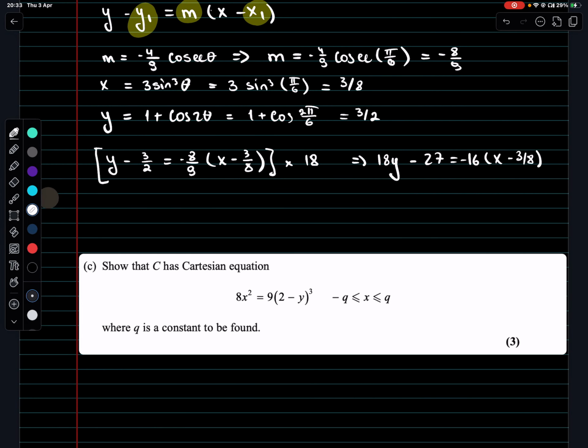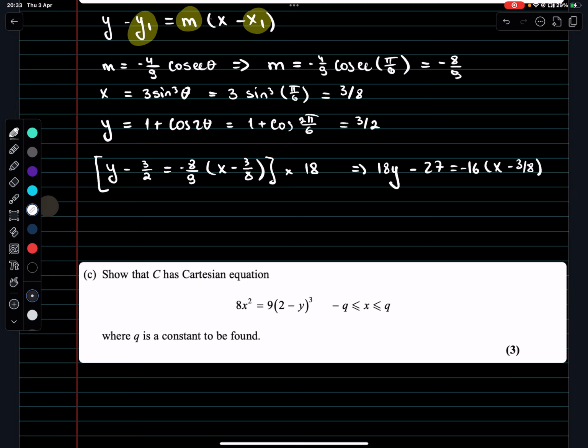And what I can do is just expand this one as well, and that's going to be simply 18y minus 27 equals -16x plus 6, and then move everything to the left hand side, so it's going to be 16x plus 18y, and then minus 27 is going to be 33. So that's what they want.